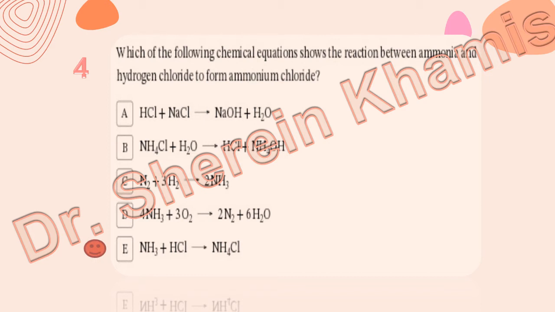NH3, ammonia, plus HCl gives ammonium chloride, and above the arrow we write concentrated. NH4Cl is the product, shown as white fumes of ammonium chloride from this combination reaction. Okay, let's go to question 5.